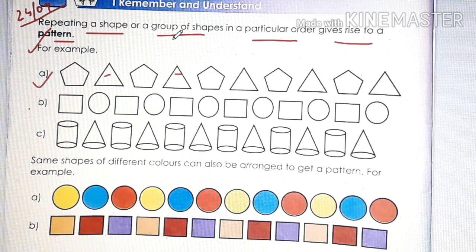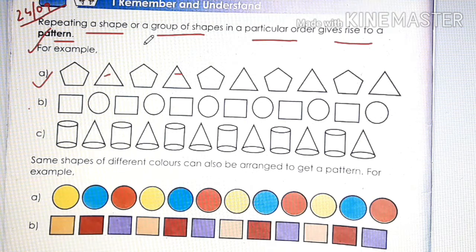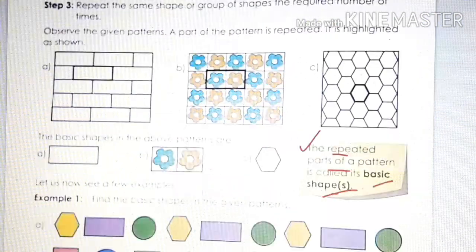So what is a pattern, children? Repeating a shape or a group of shapes in a particular order gives rise to a pattern. Now suppose, children, you take any shape. Let's take a circle and a triangle. If you repeat these two shapes in a particular order, first a circle, then a triangle, again followed by a circle, then a triangle, the repetition of these shapes forms a pattern.